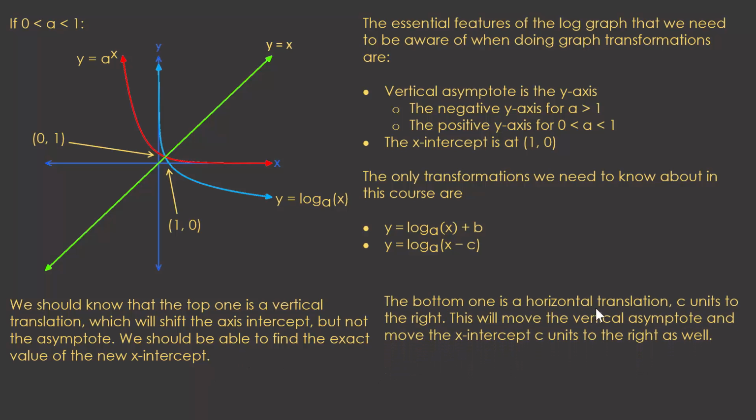The bottom one is a horizontal translation, c units to the right. This will move the vertical asymptote and move the x-intercept c units to the right as well.